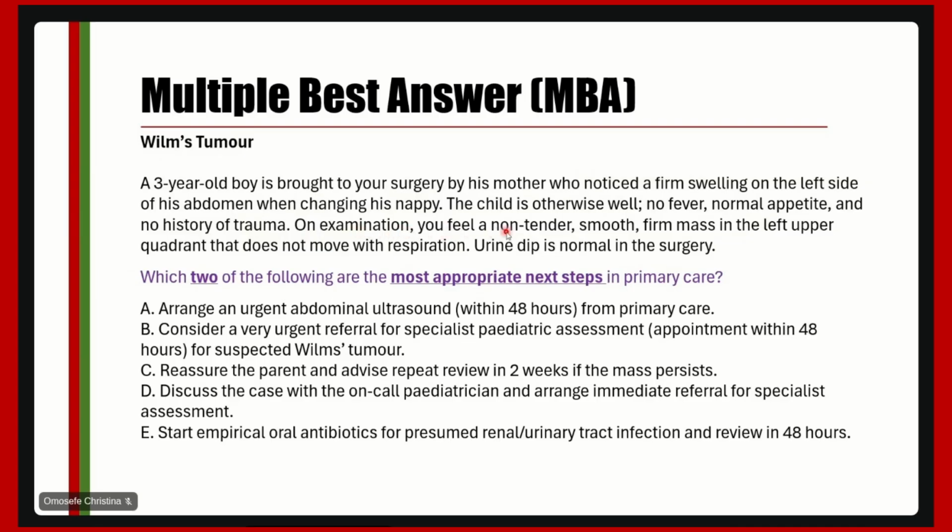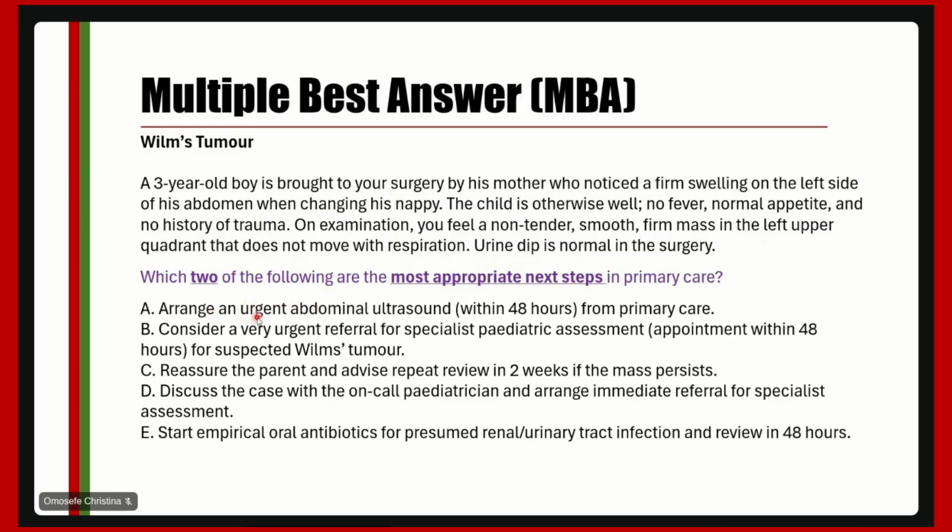So on examination, you feel a non-tender, smooth, firm mass in the left upper quadrant that does not move with respiration. Does not move with respiration means it's not the spleen. On the left side, spleen moves with respiration, the kidney will not. Apply clinical knowledge. His urine dip is normal in the surgery. Urine dip normal has excluded adult polycystic kidney disease, because a kidney tumor with blood in the urine is ADPKD. But now that the urine dip is normal, that has excluded your ADPKD. So you now remember that they're asking you for your 2 most appropriate.